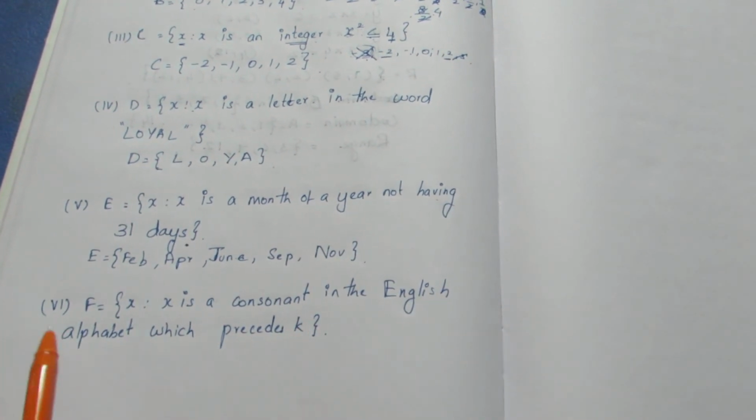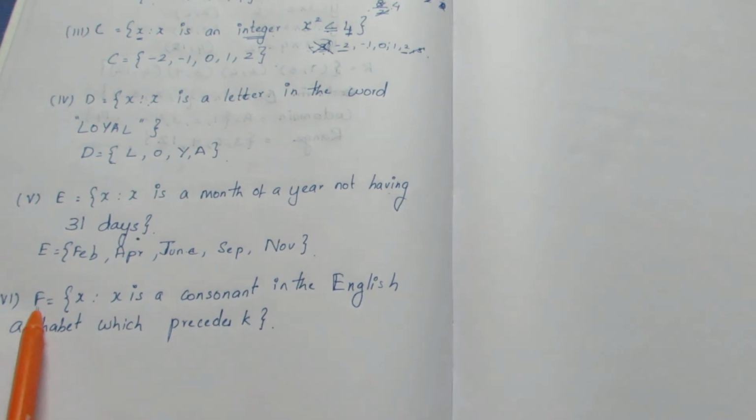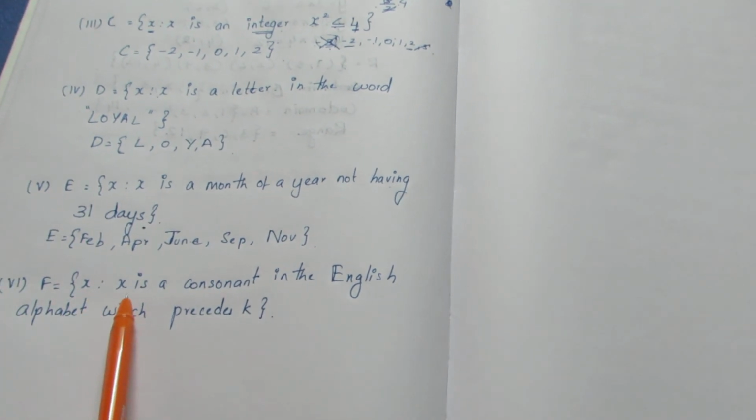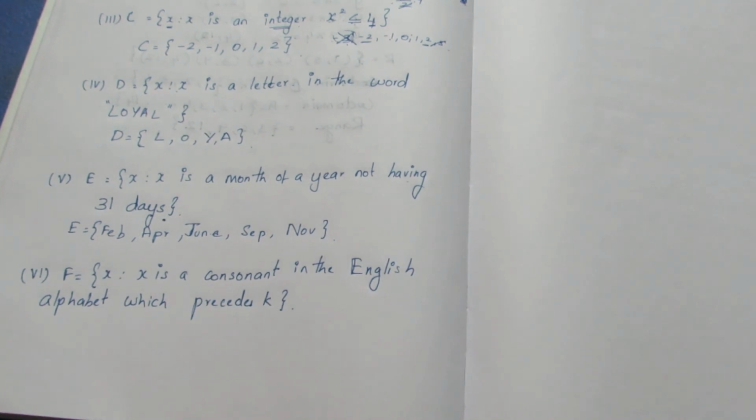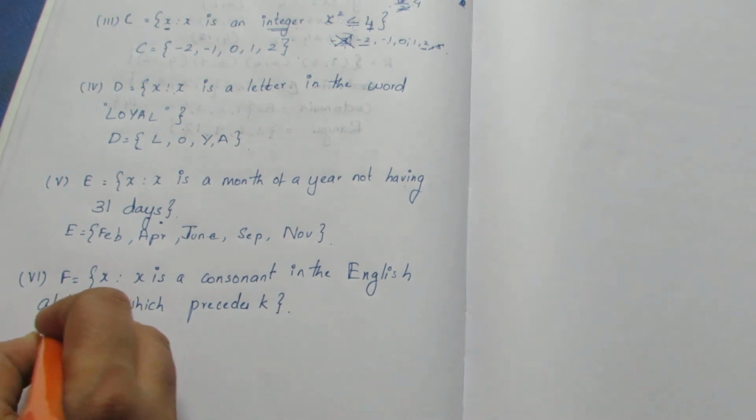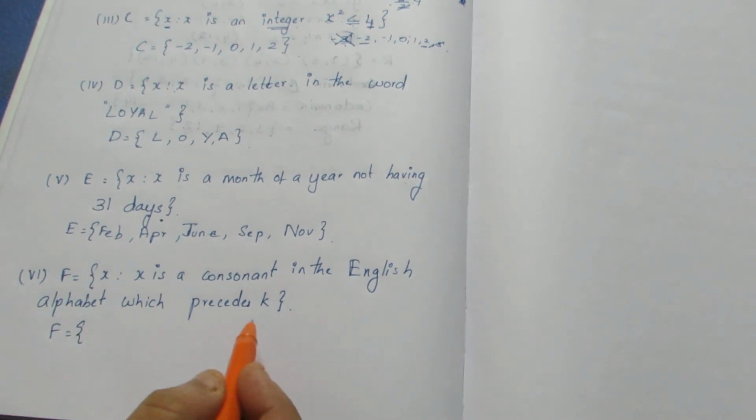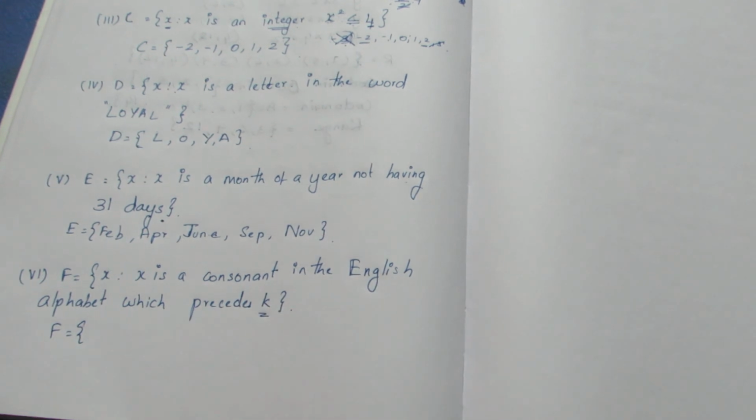In the sixth question, it is asked that F is equal to {x such that x is a consonant in the English alphabet which precedes K}. So what is called a consonant? Consonants are English letters which do not form vowels. That is, the letters other than vowels are called consonants. So the other condition is precedes K. So before K we need to consider it.